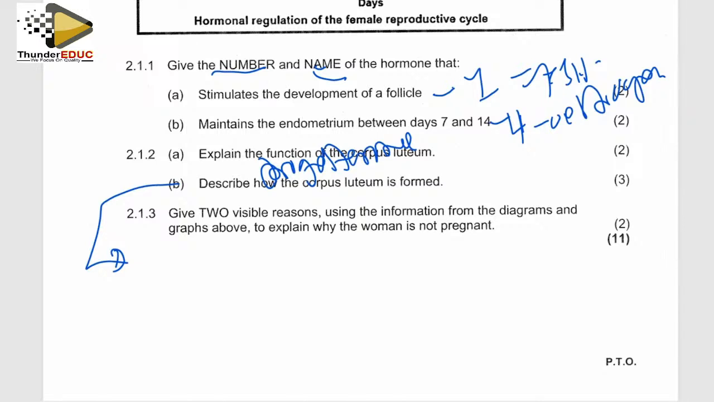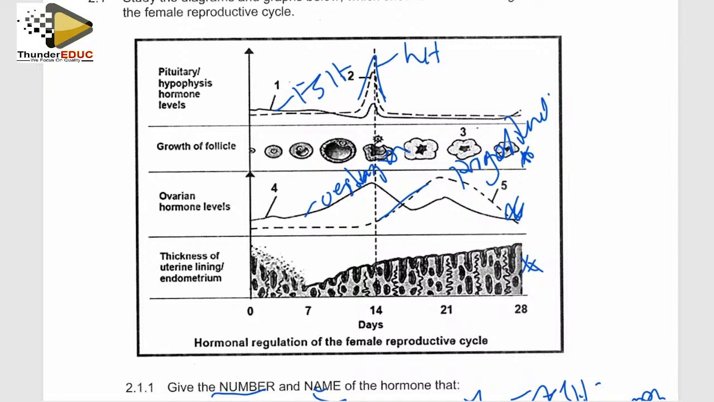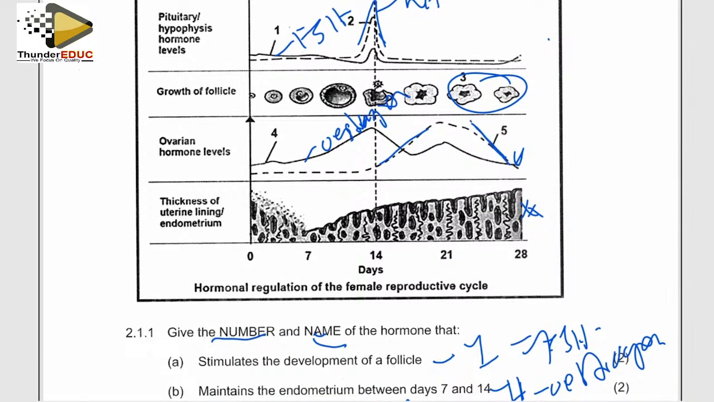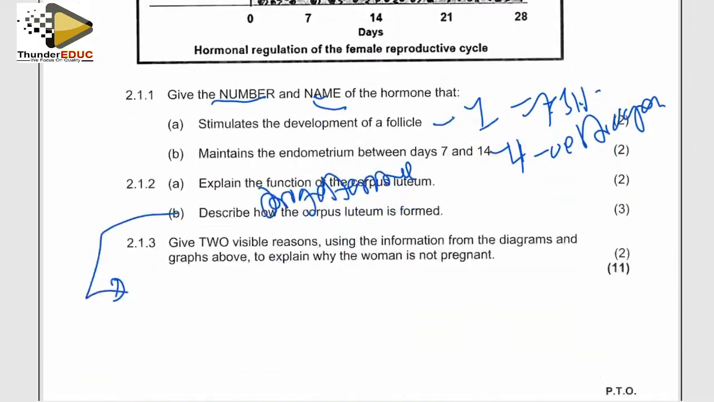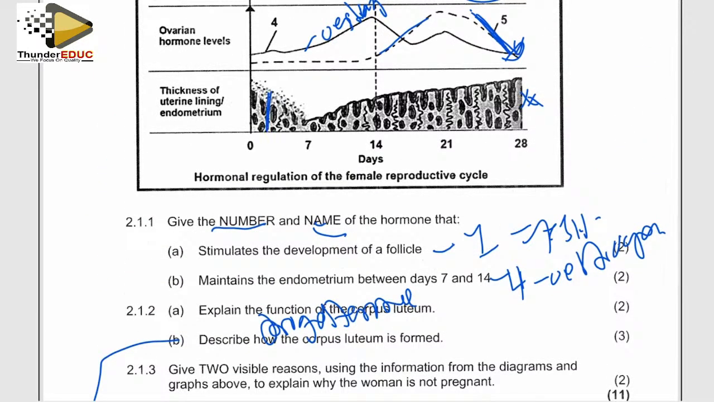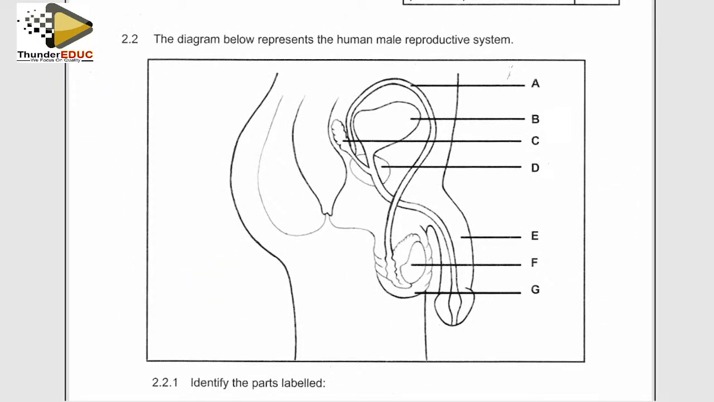They are saying give 2 visible reasons using the information from the diagram above to explain why the woman is not pregnant. I talked about this. First of all, there is degeneration of corpus luteum. You see that this corpus luteum is degenerating. And then number 2, the decrease of progesterone. The level of progesterone is decreasing from day 21 to 28. So those are the 2 reasons. If this part of menstruation was here, then you would also have talked about it, but you can't talk about it because it is before day 14. Then we go to the next question, which is 2.2.